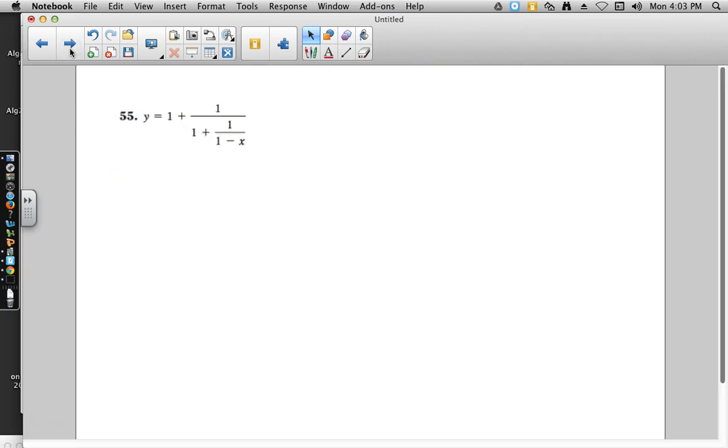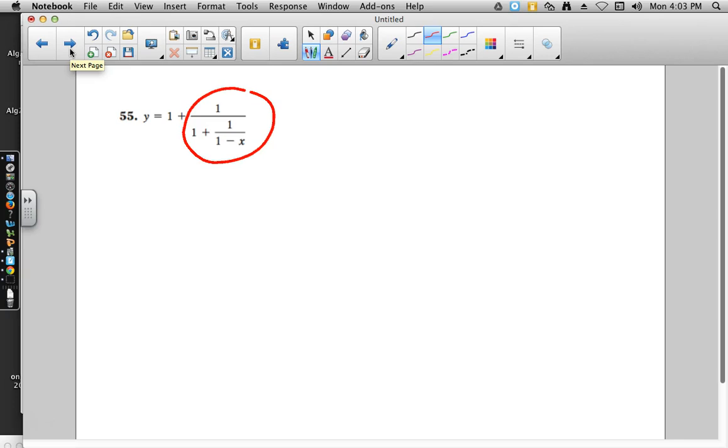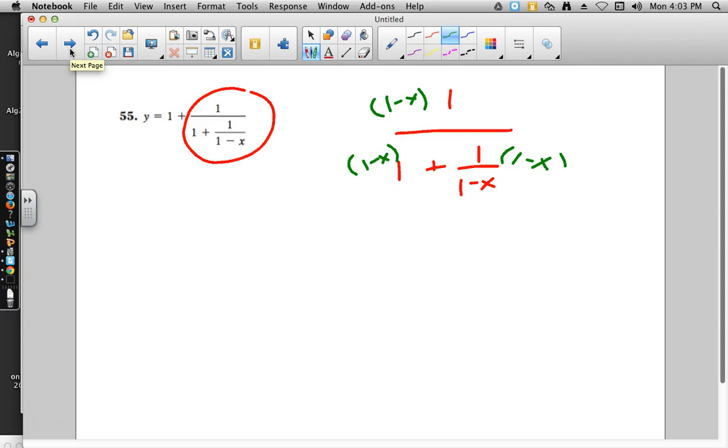Number 55, this is a neat little complex fraction we have going on here. So the first thing we need to do is get this to be one fraction. To do that, we want to multiply it by the LCD. And that means every term gets multiplied by the LCD, which would be 1 minus x. Because this is really 1 over 1.